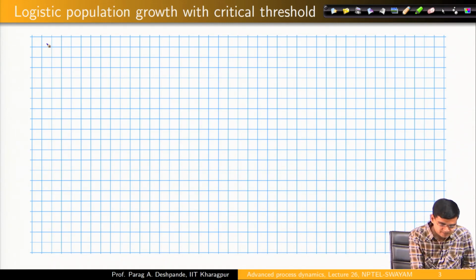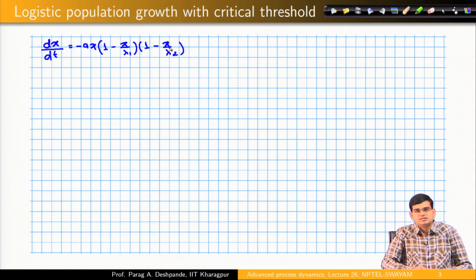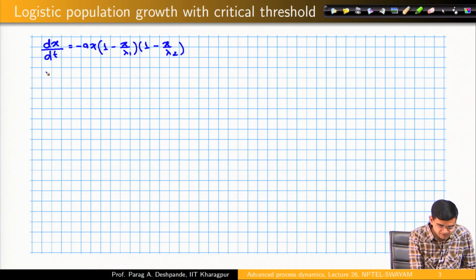So, I have dx by dt is equal to minus a x, 1 minus x upon lambda 1, 1 minus x upon lambda 2. This is the equation which I have. Now, I would like to know the qualitative behavior, and the first thing which I can do is determine the equilibrium solutions.